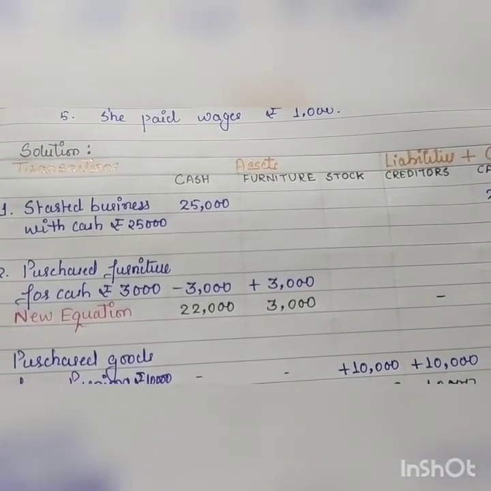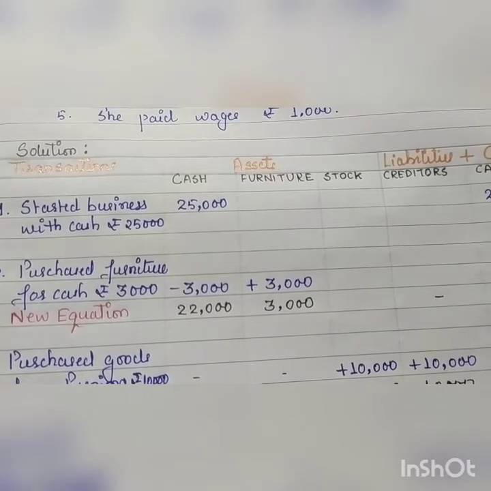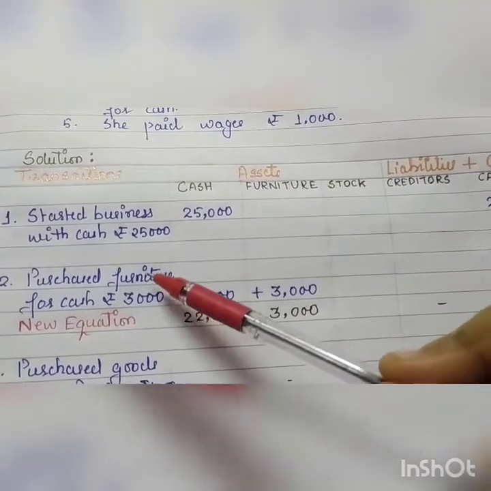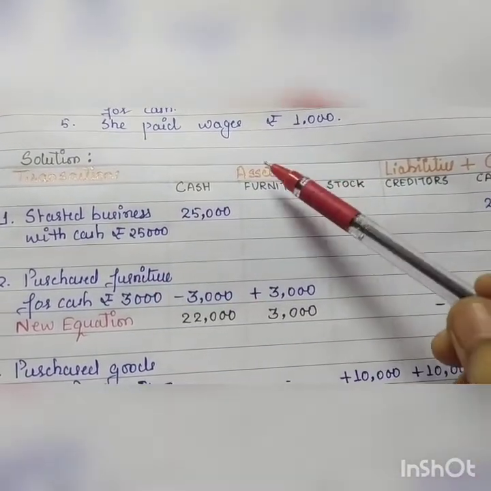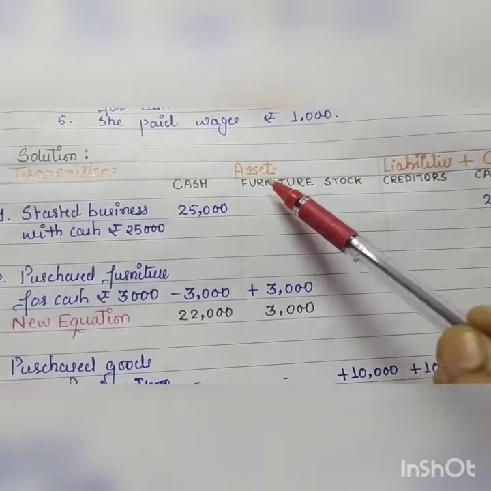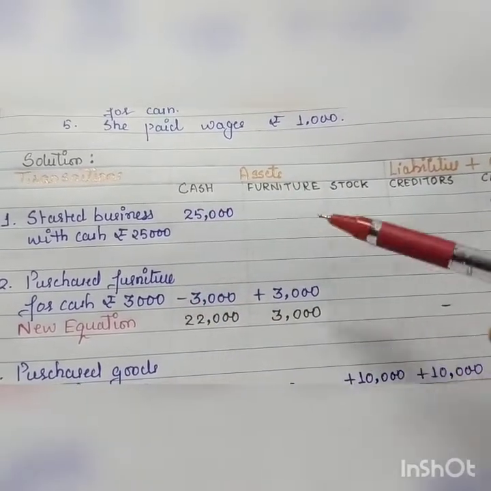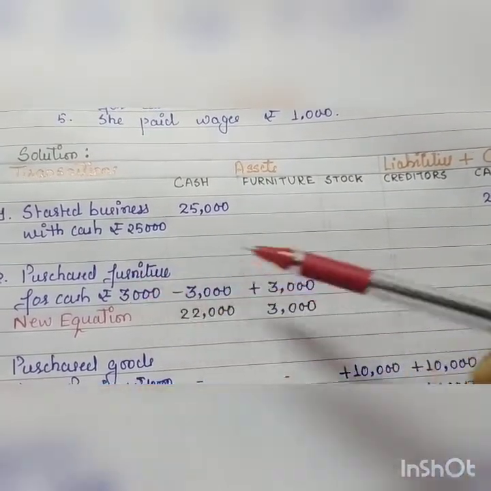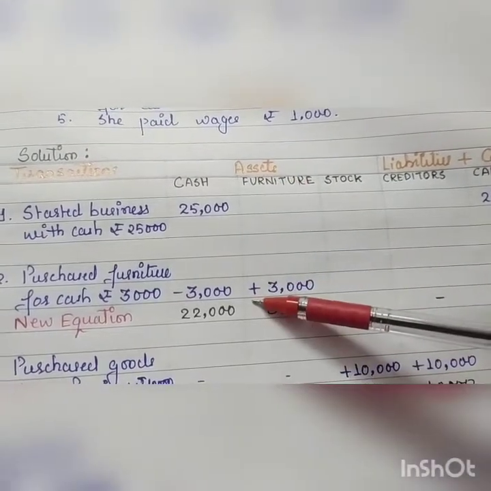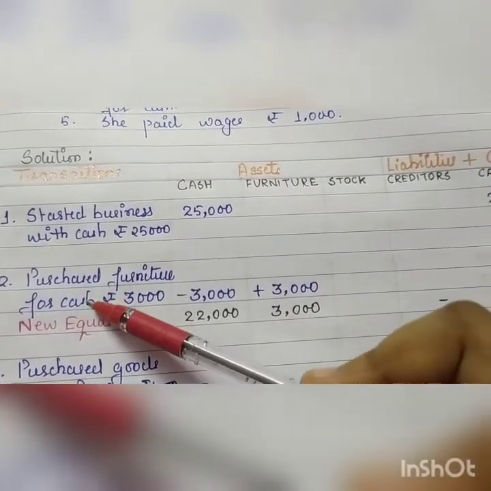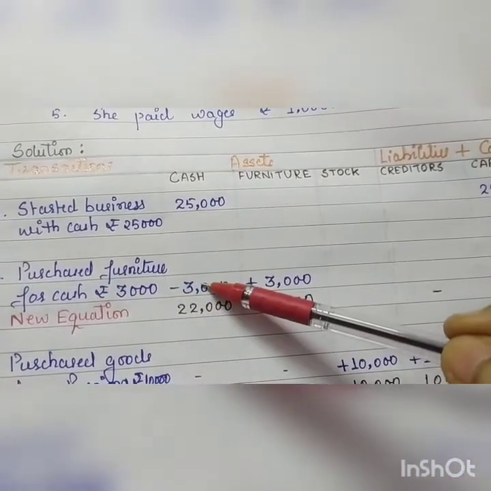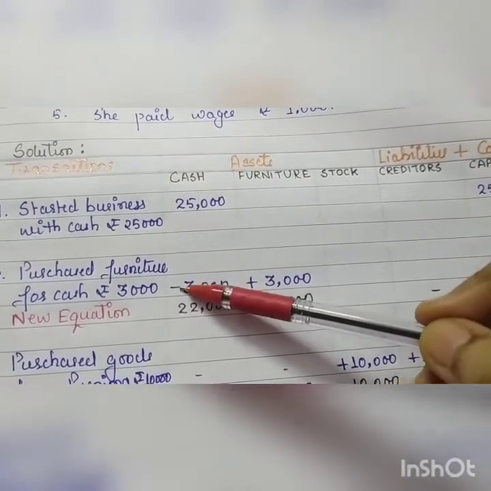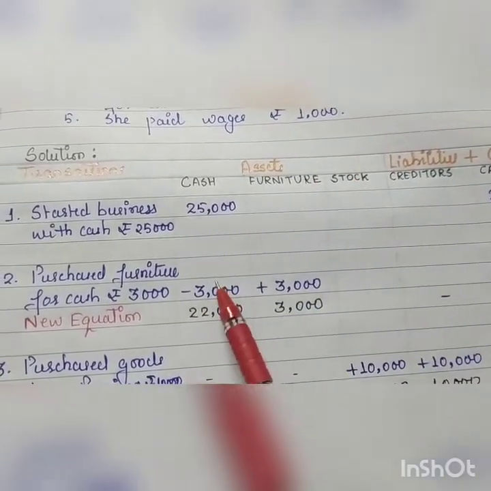Next transaction is purchased furniture for cash rupees 3,000. Now this furniture is also your asset. It is for business purpose only. So you will create a column here under asset side. You will write furniture. Add the amount because the worth of this furniture is rupees 3,000. That's why under furniture I have added 3,000. And because we are purchasing it for cash, you are paying cash. Money is going out of the business, your cash will decrease. So cash decreases by 3,000. Okay, so it is balanced here.